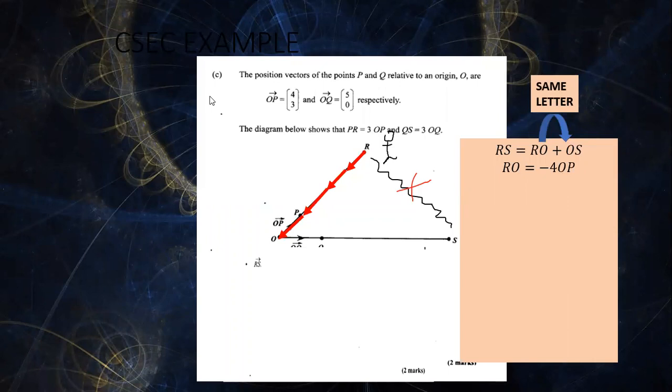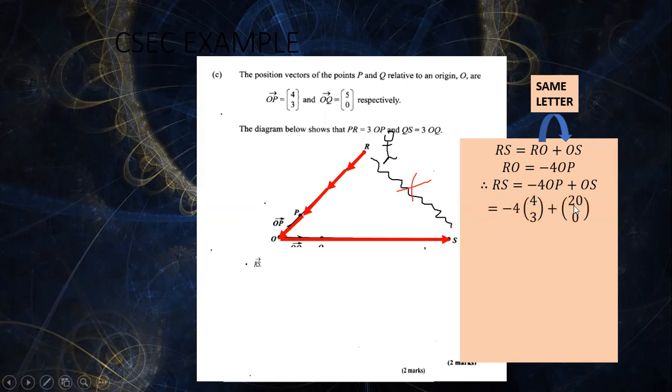Hey guys, great. So let's work it out now. We're going to replace this RO with negative 4OP. So therefore, RS is equal to negative 4OP plus OS. What is negative 4OP? It's going to be, right, so we get this way, and then we go this way. So this is just us mapping out the journey before we have even started. So it's going to be negative 4 times 4, 3 plus 20, 0.